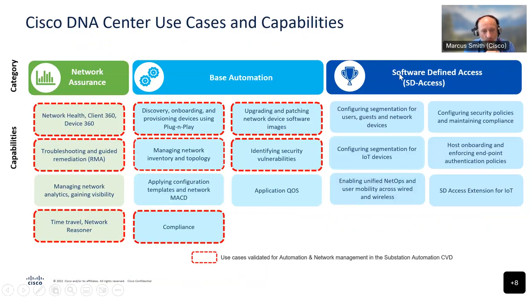It's a management and automation platform, but here we're leaning on the automation capabilities: the ability to discover and onboard switches and routers in a substation and provision the configuration to those devices, doing software upgrades, and viewing our network inventory as well as our network topology. At the bottom, we've mentioned compliance. That means checking we've got the right firmware on devices, and also checking the security vulnerabilities available from Cisco on these particular products, so you can get it all in one place.